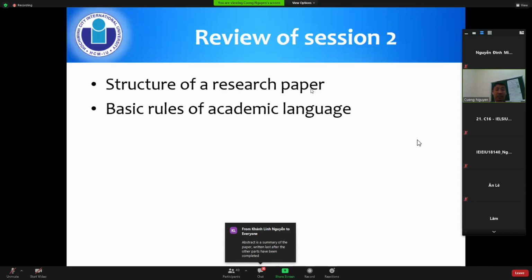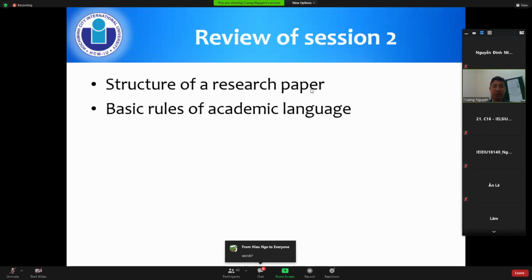Okay, so Kenlin, it is a summary. Yes, an abstract is a summary of the paper written last, after other parts have been completed. Exactly. It usually includes the main text and some keywords. That's correct. That's very good.